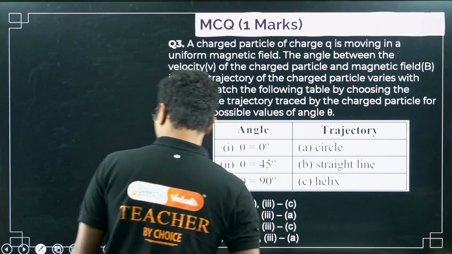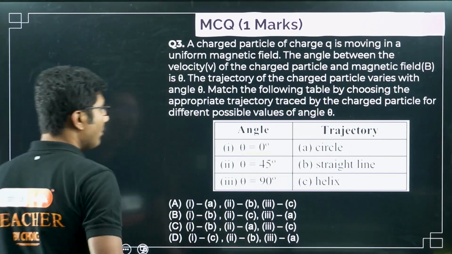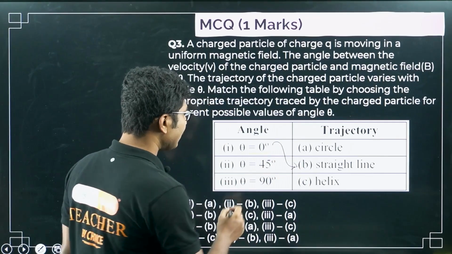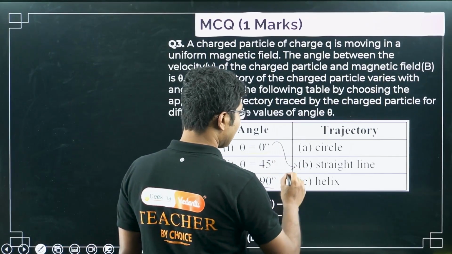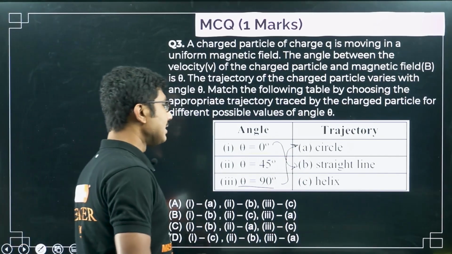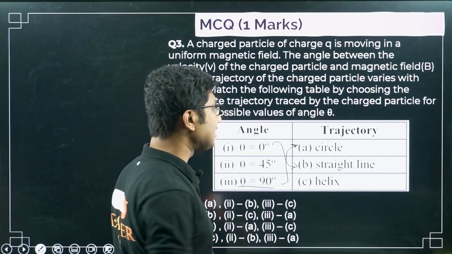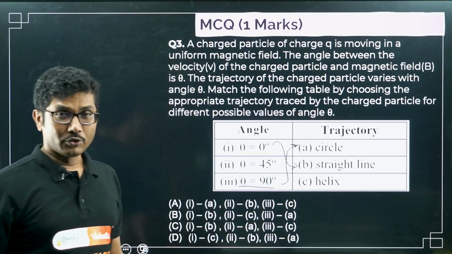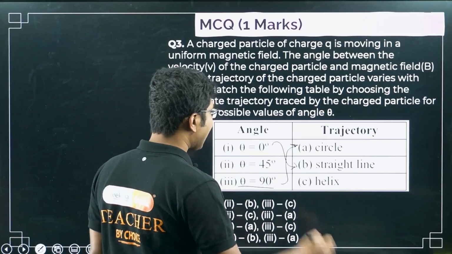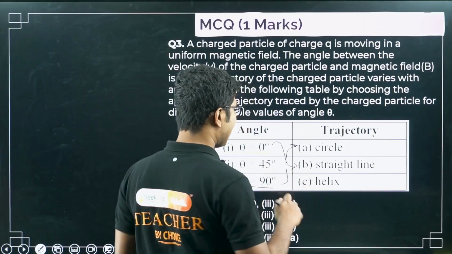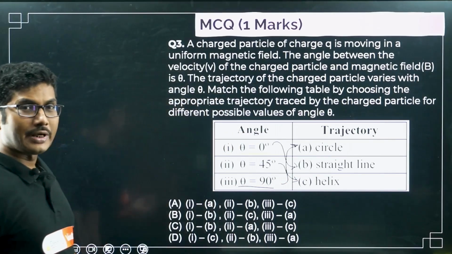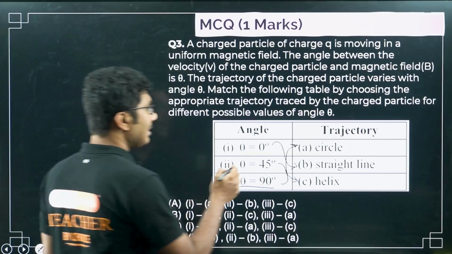Angle theta equals 0. Now theta equals 0 is basically when it is a straight line. Theta equals 90 is the circle. We know that theta equals 0 is a straight line. Obviously there will be no deviation in that case, right? And theta equals 45, any angle between 0 and 90 will be a helix. So definitely this is a helix.